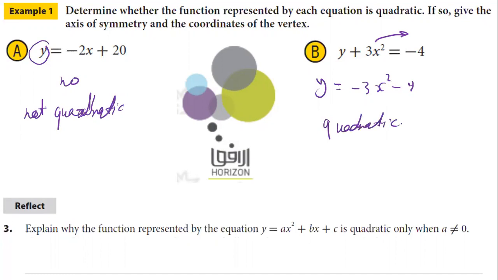Okay? Look at this reflect. Explain why the function represented by the equation y equals ax squared plus bx plus c is quadratic only when a is not equal to 0. Because we said before, if a equals 0, the x squared term will be 0. There is no x squared term here, so it will be a linear equation, not a quadratic one.